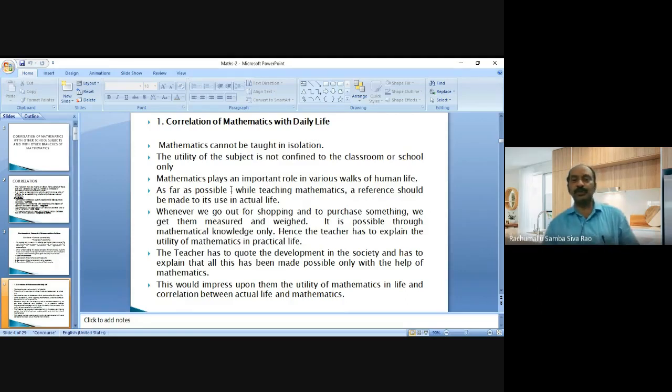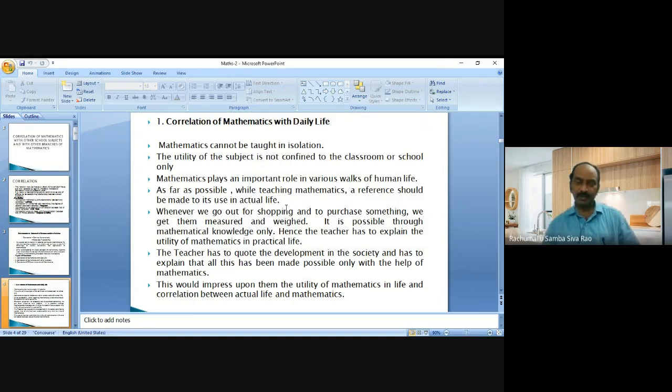So mathematics plays an important role in various walks of life. As far as possible, while teaching mathematics, a reference should be made to its use in actual life. While we are teaching some concepts of mathematics, definitely we should give a reference of its actual life use, of that particular concept.